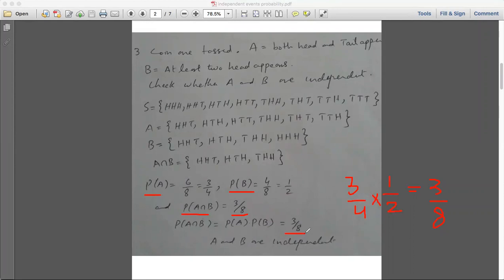So both the sides are same. Left hand side is equal to right hand side. It means that the events A and B are independent. अगर ये equal ना आता, then they are dependent events. I hope this is very easy example to understand. Two events A and B are independent.